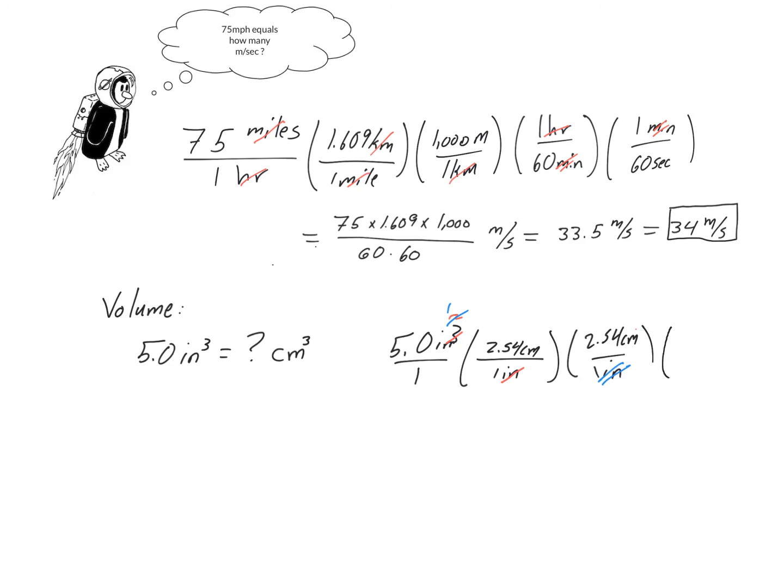For volume, that means you have to do it 3 times. For area, you'd only have to do it twice. So notice all my inches have canceled out. And I'm just left with centimeters times centimeters times centimeters, or centimeters cubed. If you plug all these numbers in, you should get 81.9 centimeters cubed, which rounds to 82 centimeters cubed.